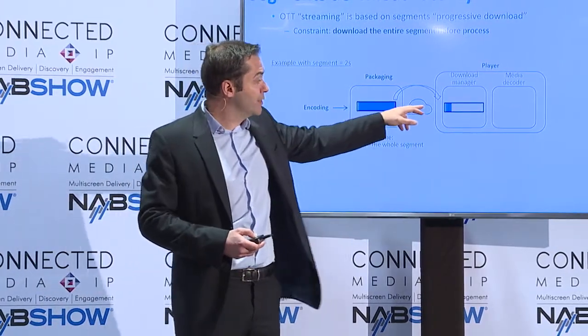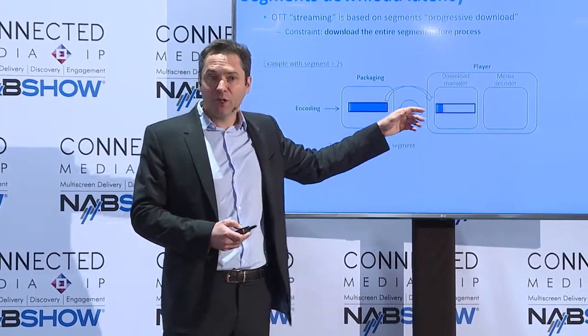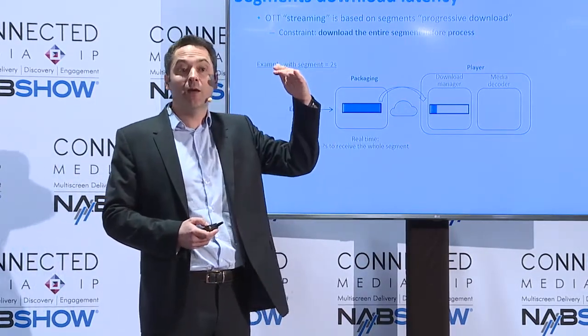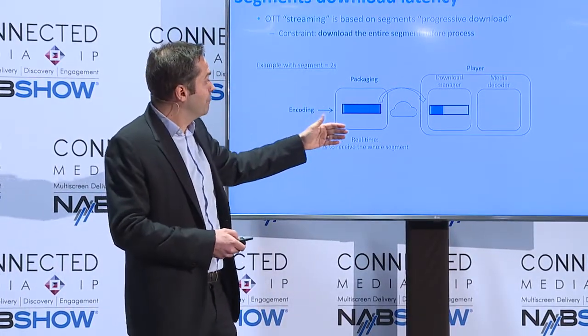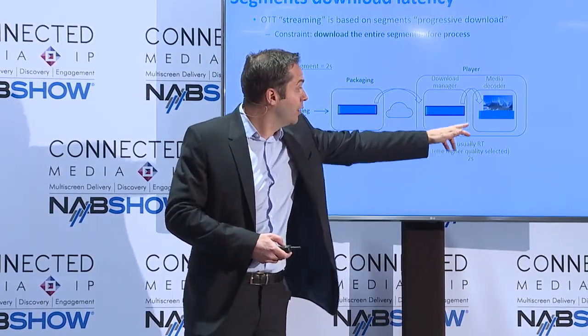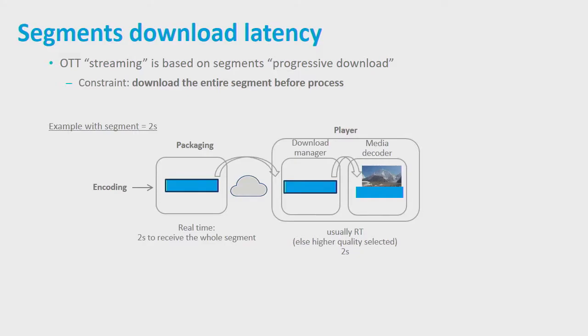At the level of the player, very often this is real time as well, right? Because if you have more bit rate, usually what the player will do is just switch to a higher layer, right? So same thing, to get the whole segment, you have to wait 2 seconds, and then you can pass it to the decoder that can start displaying something on your display, right? So here, that's 4 seconds that we got. That's logical. There's nothing we can do about it if we're working like this.